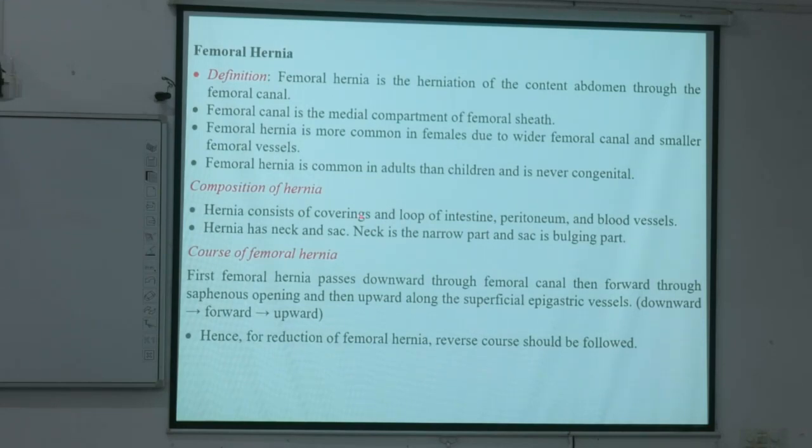Hernia consists of coverings and loops of intestine, peritoneum and blood vessels. Hernia has a neck and a sac. The neck is the narrow part and the sac is the bulging part. Okay. What is the course of the hernia?